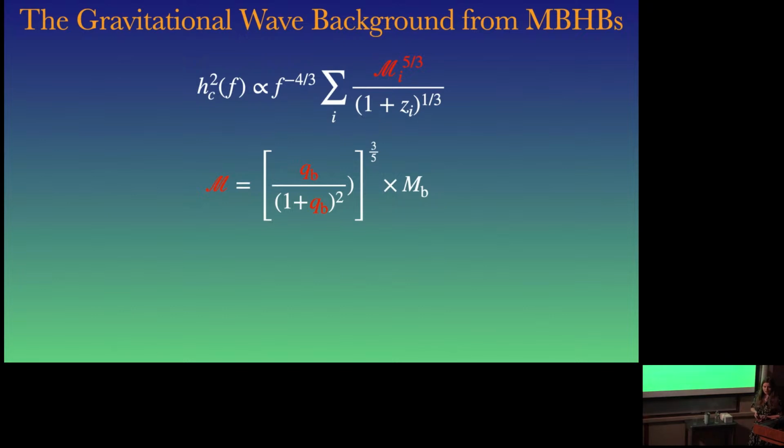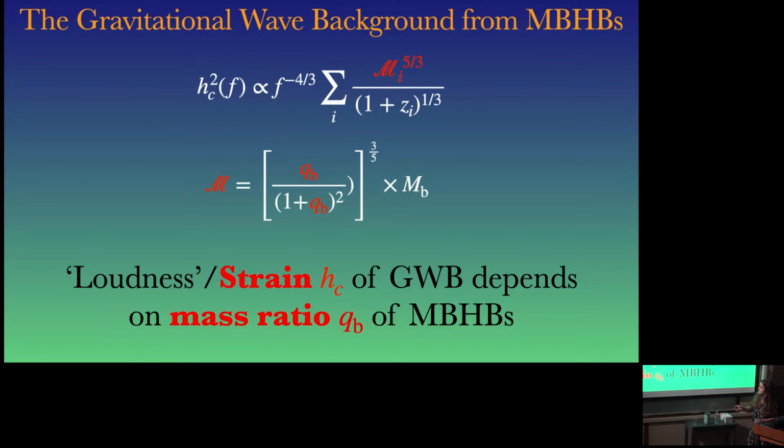Why should we do that, though? So the reason we should do that is because the background is highly sensitive to a quantity called the chirp mass, which is highlighted in red here. Now, the chirp mass depends on the mass ratio of the binary. And we can therefore say that the strain or the loudness of the gravitational wave background depends on the median cumulative mass ratios of massive black hole binaries in the universe.